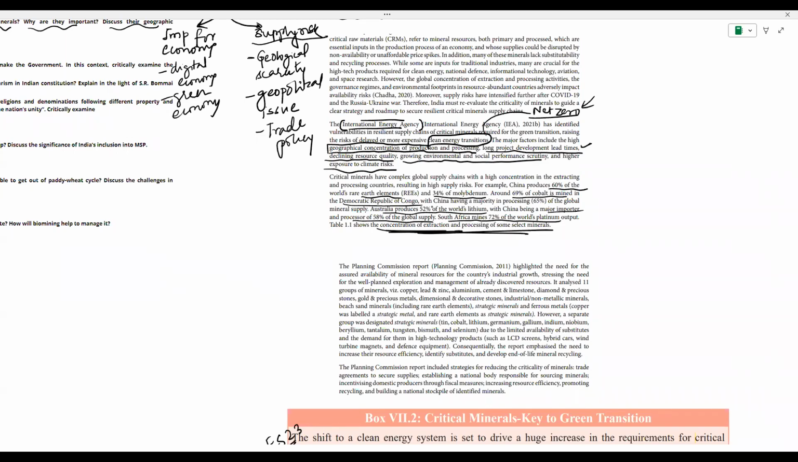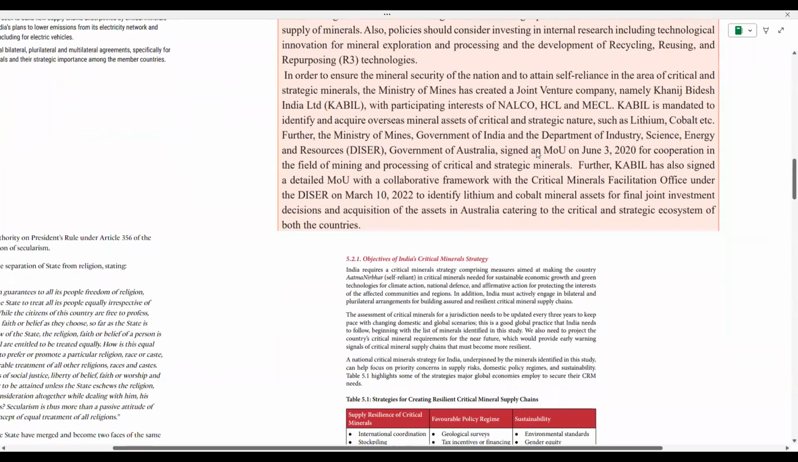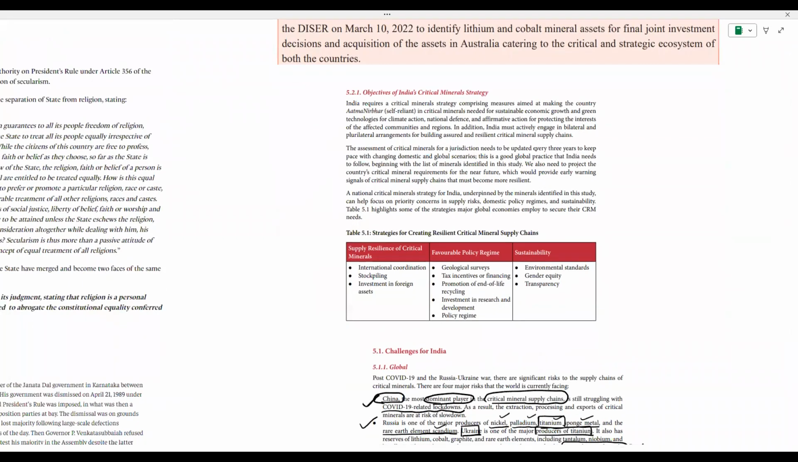Guys, is this clear? I hope this is making your understanding very clear. So if we want to become Atmanirbhar, then we have to basically get these minerals, because these minerals are important for climate action, for national defense, for everything. So Atmanirbhar Bharat is linked to critical mineral strategy.